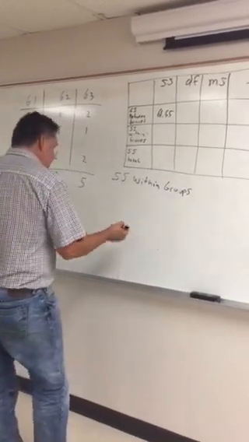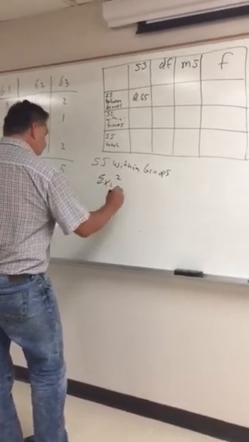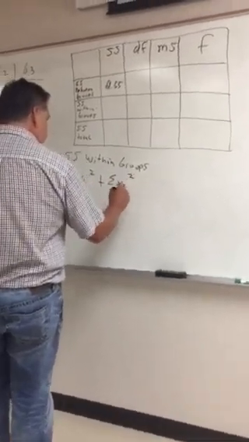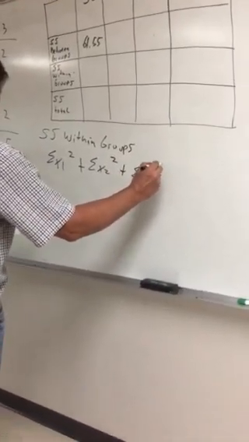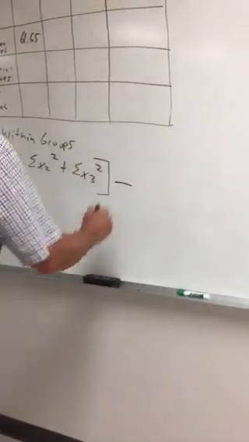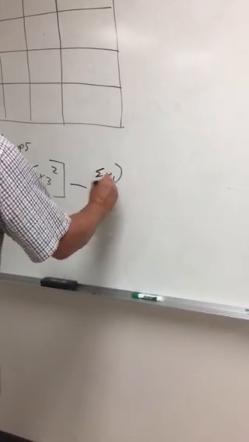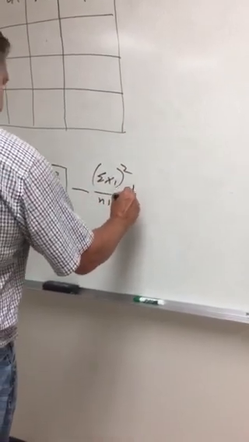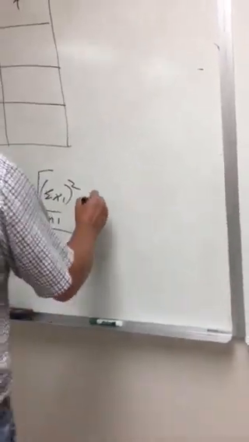is going to look pretty similar to the other one, but I've got the sum of x1 squared plus the sum of x2 squared plus the sum of x3 squared. And let's put those in brackets as well because there's another part of this. And I'm going to subtract the sum of x1 quantity squared over n of 1, and this should look familiar because it was the first part of the last formula. So we'll just take those numbers, it'll be pretty simple.